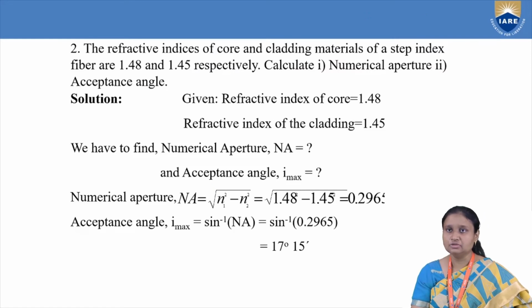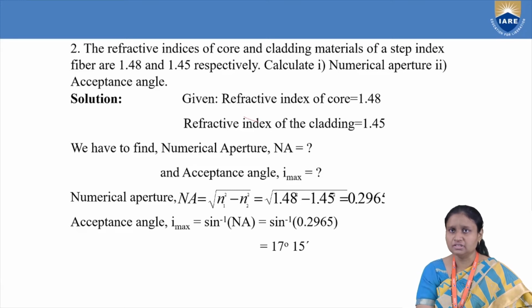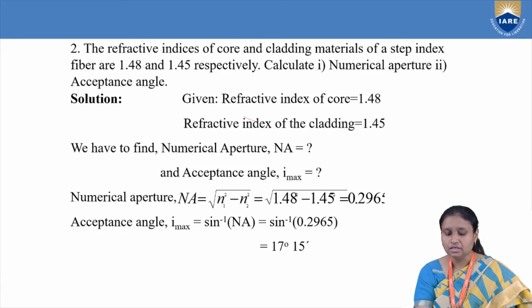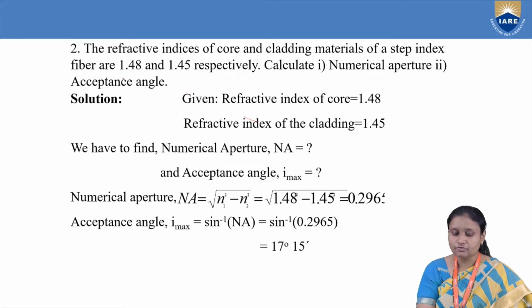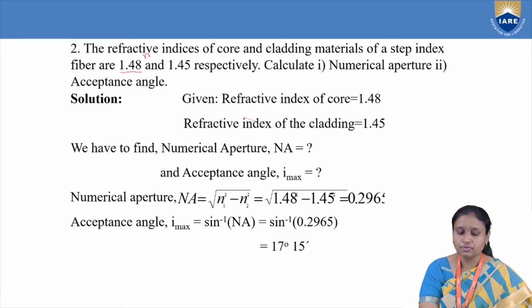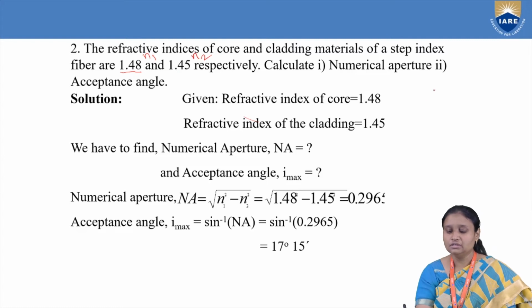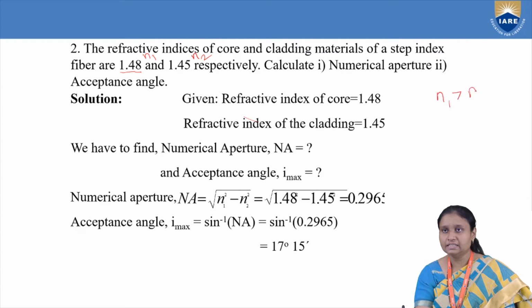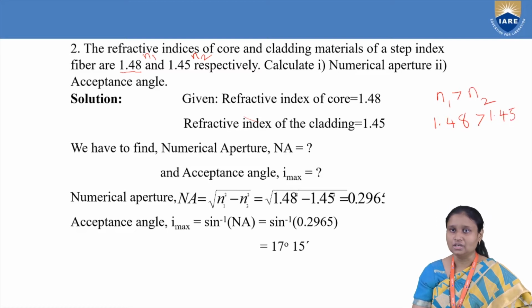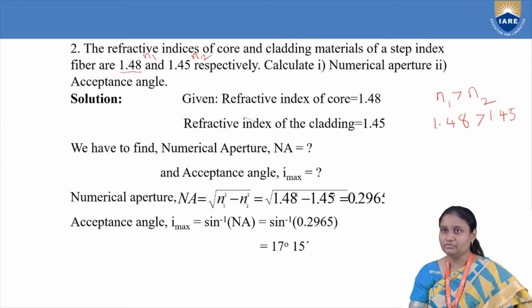Now if you consider this numerical problem, I am given refractive indices of core and cladding. Refractive index of core is 1.48 and refractive index of cladding is 1.45. I think you are observing that always n1 is slightly greater than n2. And that change between refractive index of core and cladding will be very small. See that difference, that change is only 0.03. So it will be a slight change in the refractive index.